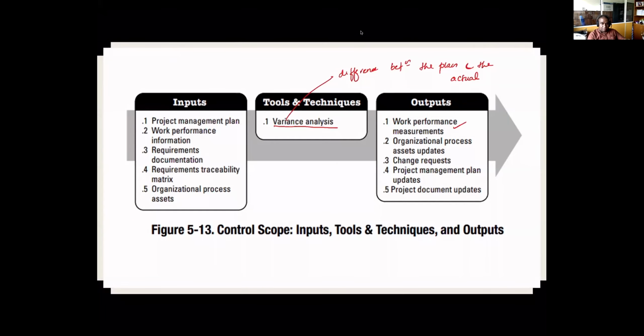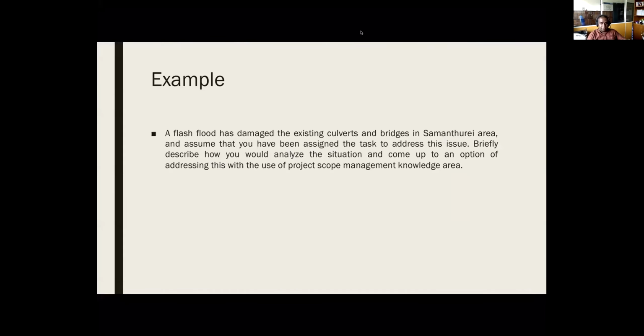So for work performance measurements, we quantify. The techniques we have discussed last time, and we will discuss in the next section as well. Organizational process asset updates, your experiences, the templates, and the things that we develop. Change requests, project management plan updates. So if the scope is going to be fine-tuned or changed, the project management plan has to be updated, and project documents have to be updated. Right? So this you can do leisurely. This, you have to think and answer.